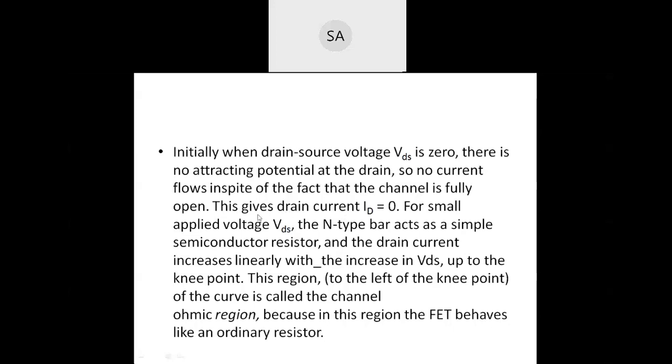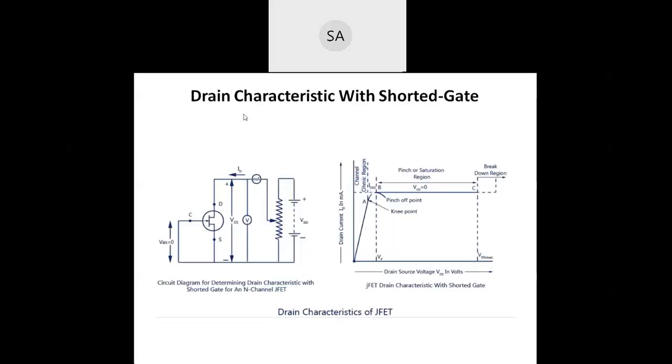So, for a small applied voltage VDS, the N-type bar acts as a simple semiconductor resistor. Then the drain current increases linearly with the increase in VDS up to the knee point. This region of the curve is called the ohmic region, because in this region the channel behaves like an ordinary resistor. This part, to the left of the knee point, we call the ohmic region, in which the current increases proportionally to the voltage.